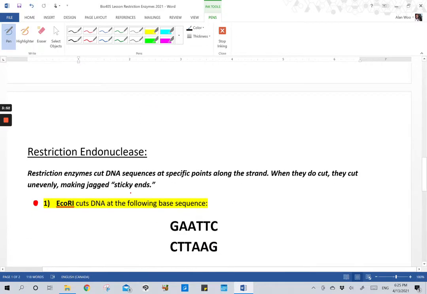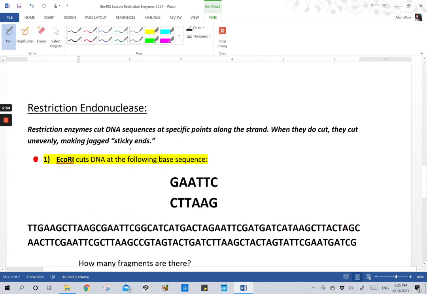So you're going to need this handout here. If you don't have this handout, I've included a PDF copy so that you can download. Once you have this handout in front of you, you can follow along with what I do here. We're going to take a look at EcoR1 first. EcoR1 will cut DNA at this specific base sequence.